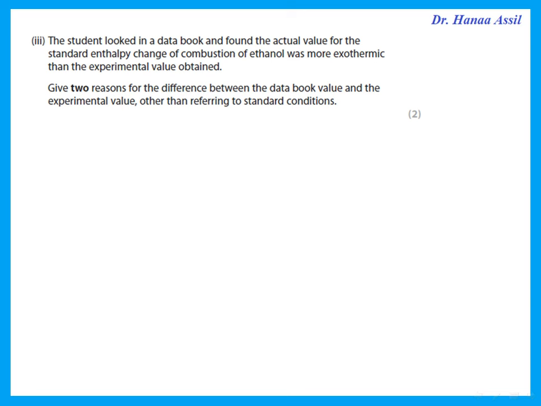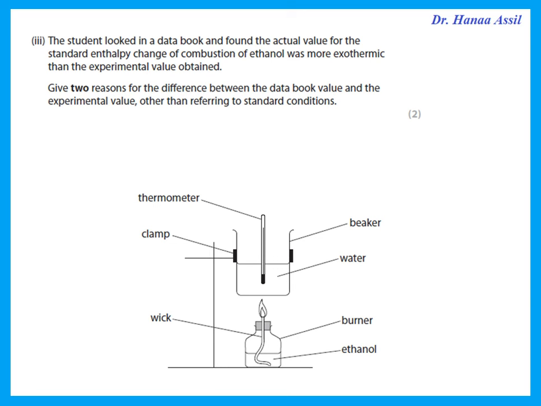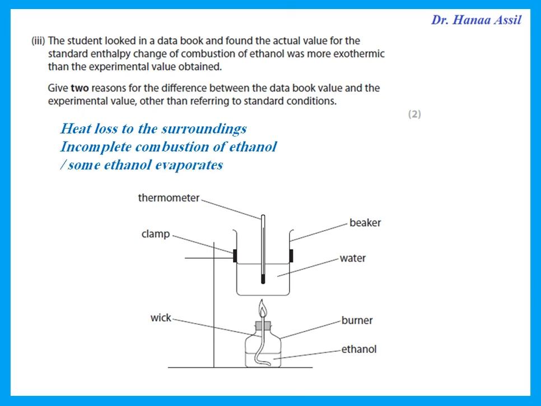The student looked in a data book and found the actual value for the standard enthalpy change was more exothermic. So the value is actually larger than what we got. Give 2 reasons for the difference between data book and experimental value. Remember, when we do this kind of reaction, the value that we get for delta H is always less than the value in the data booklet. Why? Because we either had loss of heat to the surroundings, or we had incomplete combustion of ethanol, or because some of the ethanol evaporates, so actually the number of moles that we calculated is not the correct number.